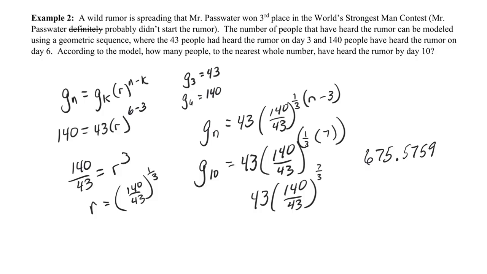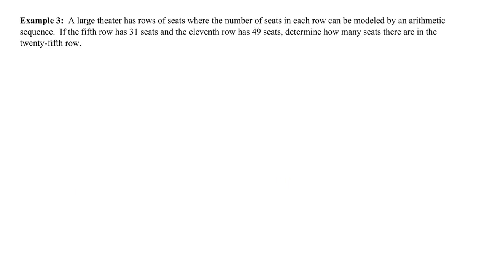So hopefully we got 675.5759. However, you got to be able to read. Up here it said to the nearest whole number. So do we round up or down? This will round up. So we got 676 people. Boom.